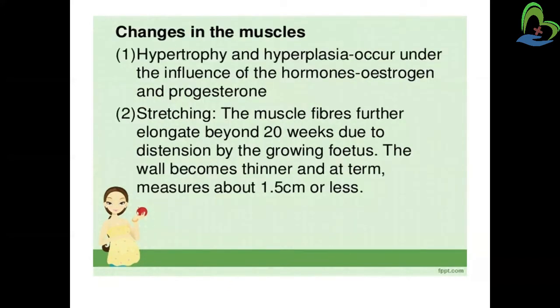Now, changes in the muscles: hypertrophy and hyperplasia occur due to the influence of hormones such as estrogen and progesterone. The muscle fibers of the uterus are stretched or elongated beyond 20 weeks due to the growing fetus, and due to this extension, the muscles of the uterus are stretched and their walls become thinner.